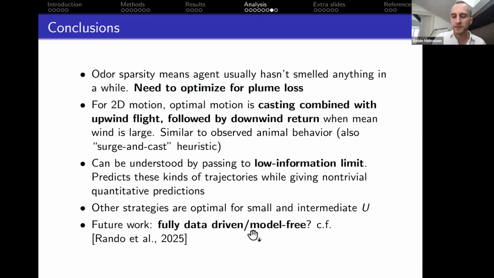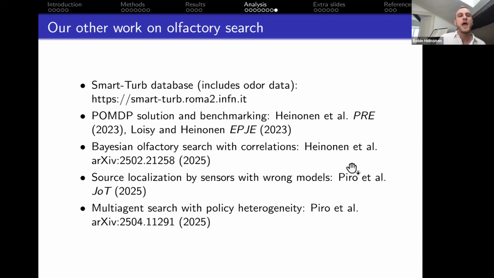abandoning the model-based approach where we know the likelihood and doing a fully data-driven approach, such as Q-learning, which was the approach taken by this paper by Seminara's group, which is now my group, Genoa. And very finally, here is a list of papers for the interested parties on olfactory research that myself and others in Luca's group have produced in the last few years.